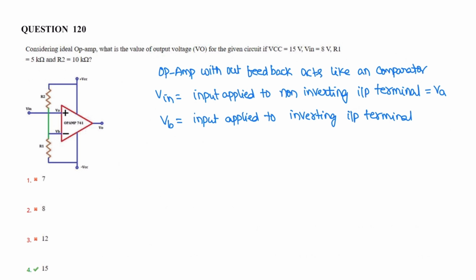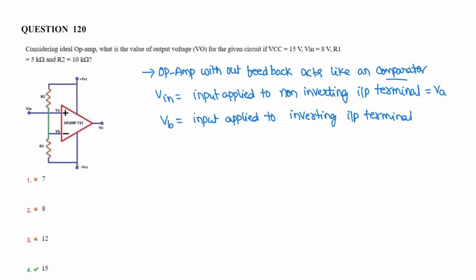Next question. Consider an ideal operational amplifier. What is the value of output V0 for a circuit if VCC is 15 volts, the input voltage is 8 volts, and R1 and R2 are 5 and 10 kilo ohm respectively? So here there is no feedback from output to input. The given op amp has no feedback from output to input. So no feedback means this op amp is working in open loop mode. Therefore, in open loop, an op amp without feedback acts like a comparator.